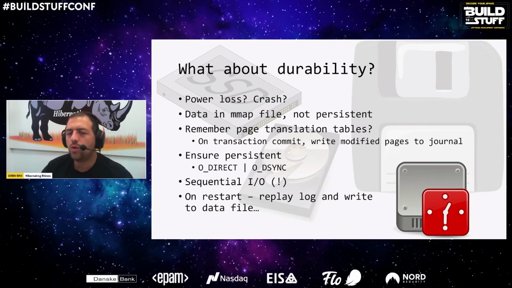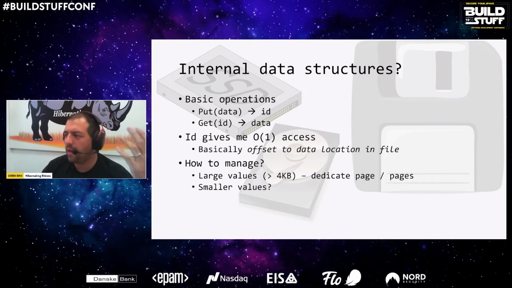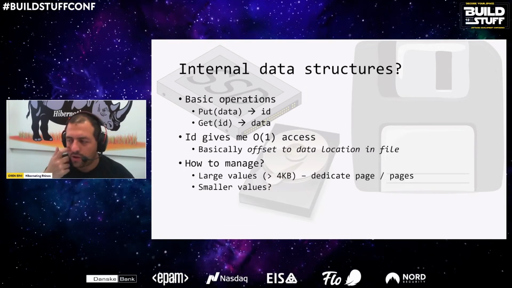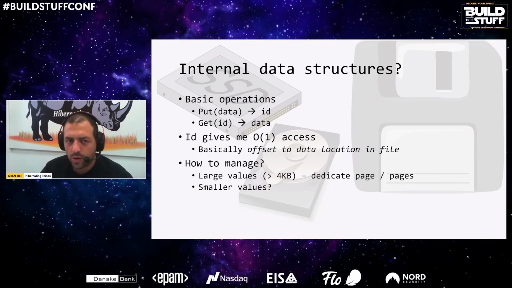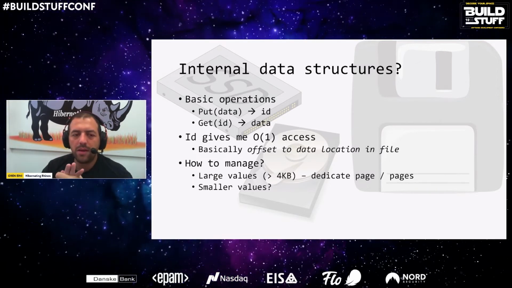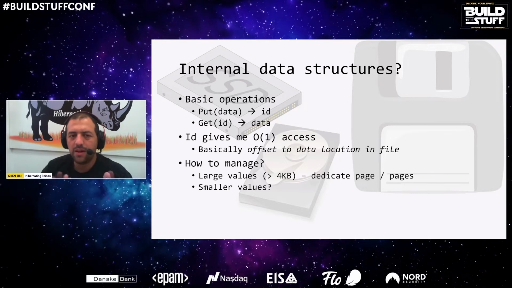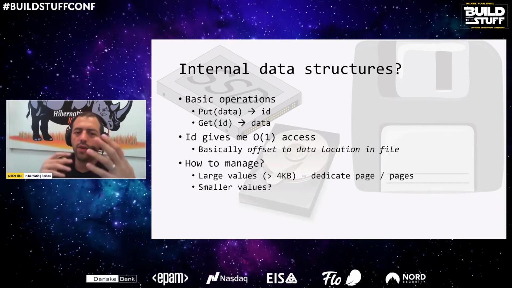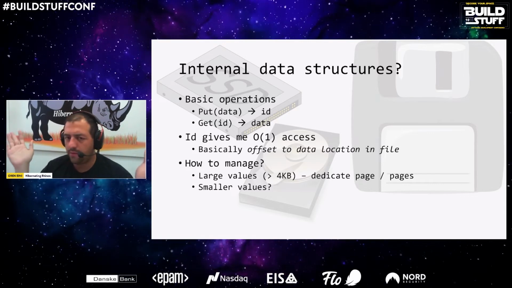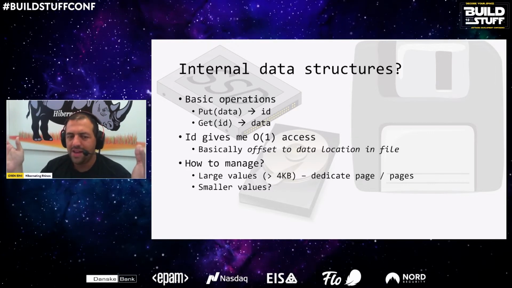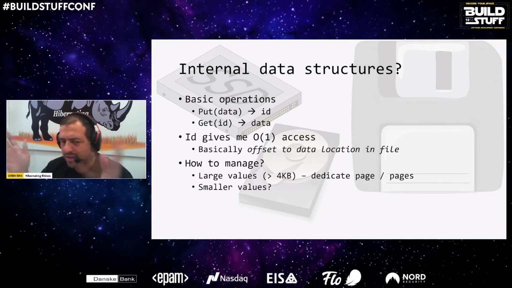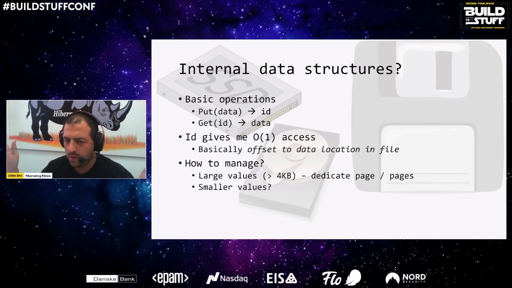Let's talk about how we are actually going to store the data itself. So we have pages, I can read the page, load the page, I can do that with transactions. Yay. So let's talk about some basic operations. I can put some data, get some data, and have this notion of an ID. An ID gives me O(1) access to the data in the file. Now, the ID is basically an offset in the file. That's it. There's nothing more we need to deal with.